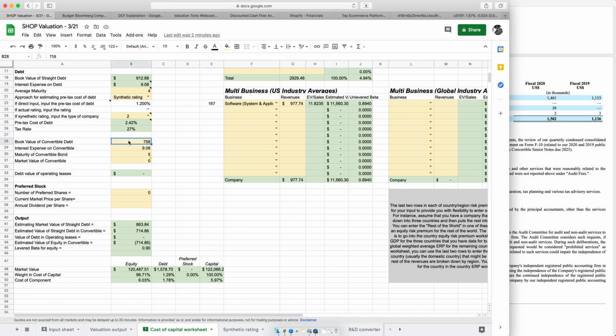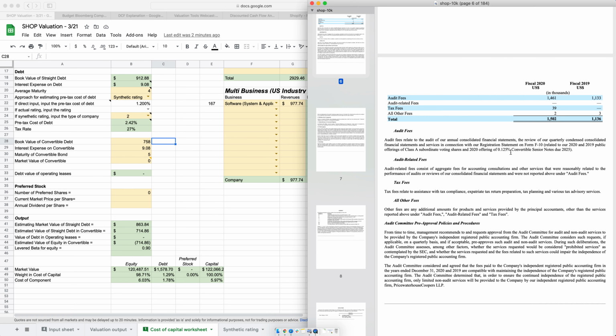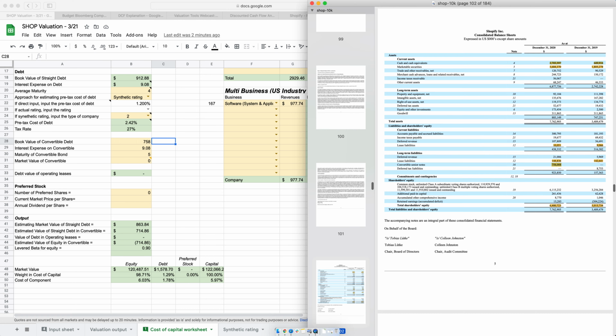Book value of convertible debt, as we called out. Go back to 102. We have these convertible notes here. I believe notes is just another word for debt. So it's around 758, as we called out, and that's what I typed in here.